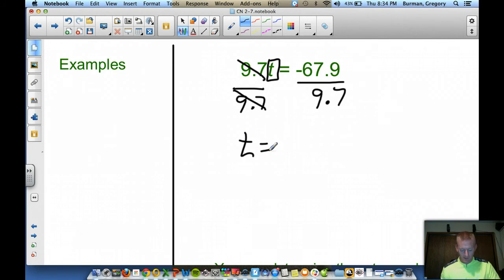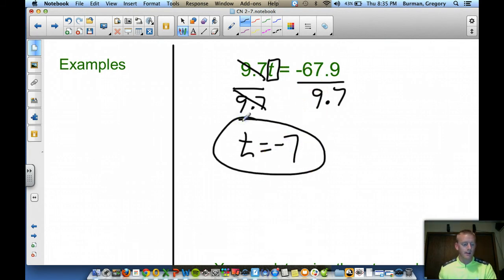And for us to save time, I am going to go ahead and take the calculator on my cell phone and do 67.9 divided by a 9.7, and I get myself the answer of a 7. Now remember that because one of them is negative and one of them is positive, my answer is negative.